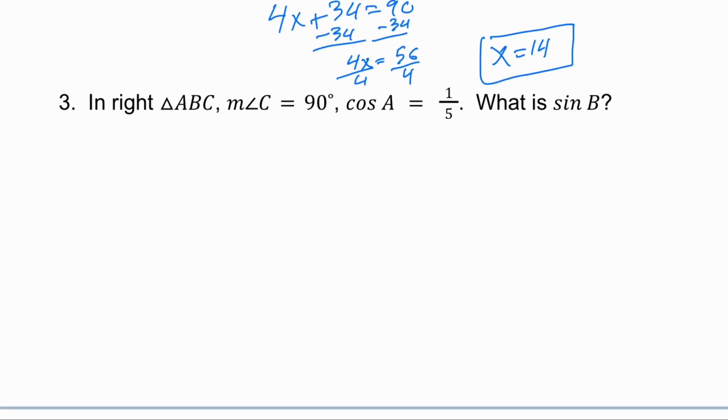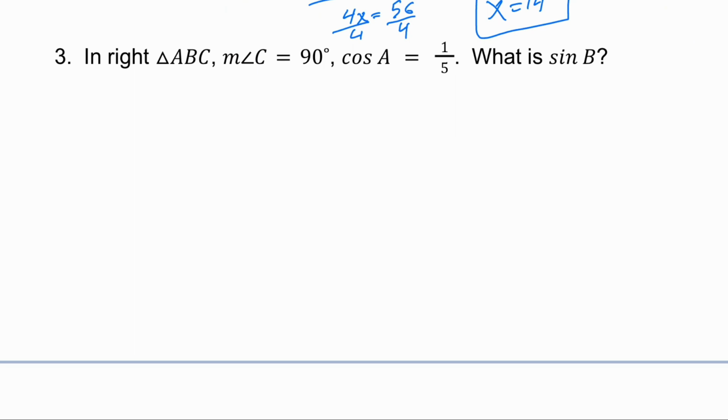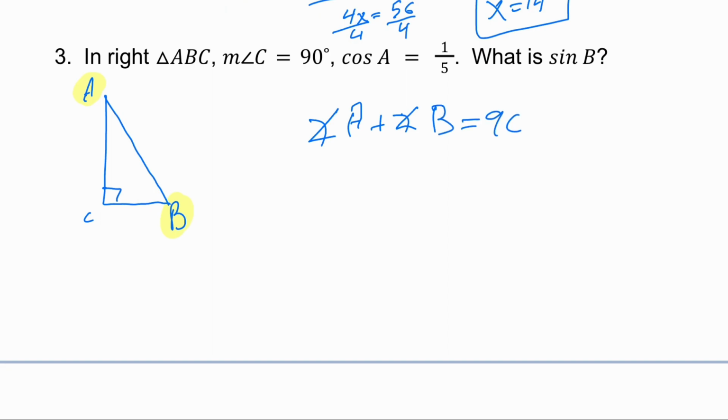Another way for them to describe this is talking about a right triangle. So in right triangle ABC, we have some type of right triangle. We don't know exactly what it looks like. We know that the measure of angle C is 90, so this is our angle C, and then A and B would be the other two. Since we're dealing with a right triangle, I already know that angle A and angle B are complements. Angle A plus angle B are going to have to add up to 90 degrees.